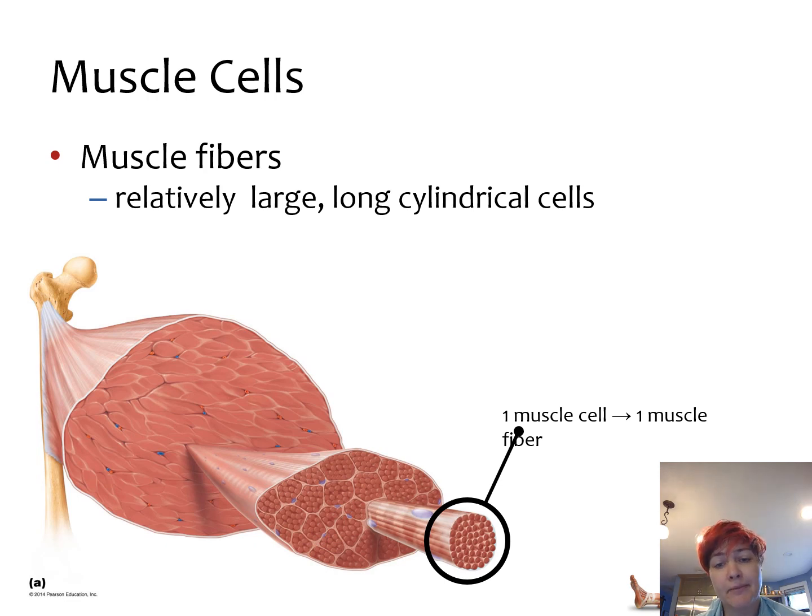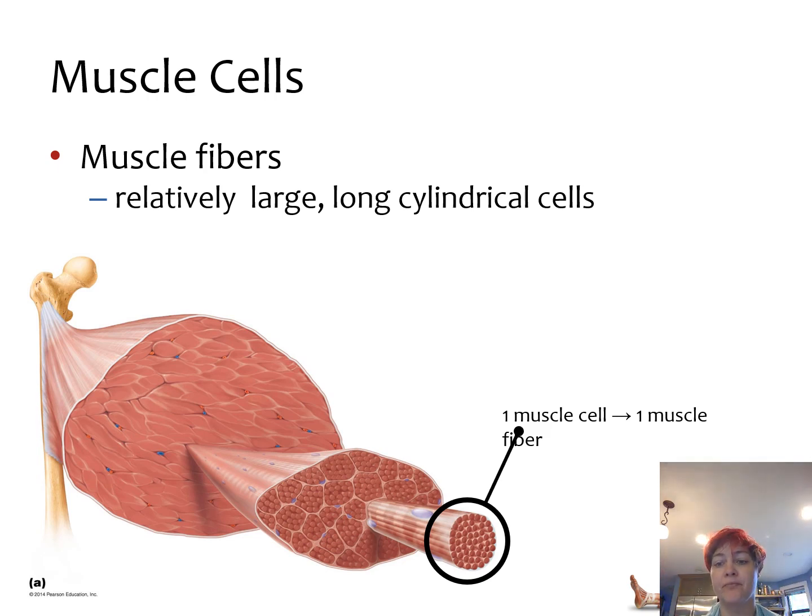Now we're going to talk about how these things are structured. You're going to see this arrangement quite a bit. This is for muscles, but we're going to see this when we talk about nerve fibers next unit. What you'll get is units within units within units. Right now we're going to talk about one muscle cell, and that is one muscle fiber.